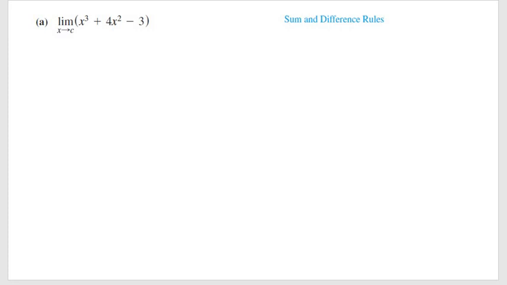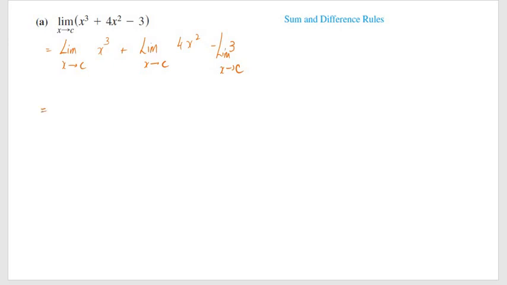Before that, we will use the sum and difference rules to write this as the limit as x tends to c of x cubed, plus the limit as x tends to c of 4x squared minus 3. So we wrote the same equation using the sum and difference rules of limits.